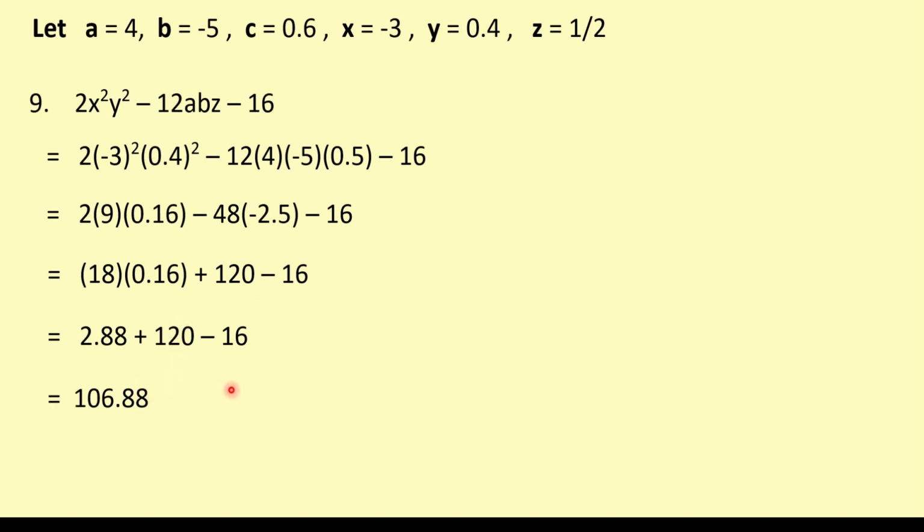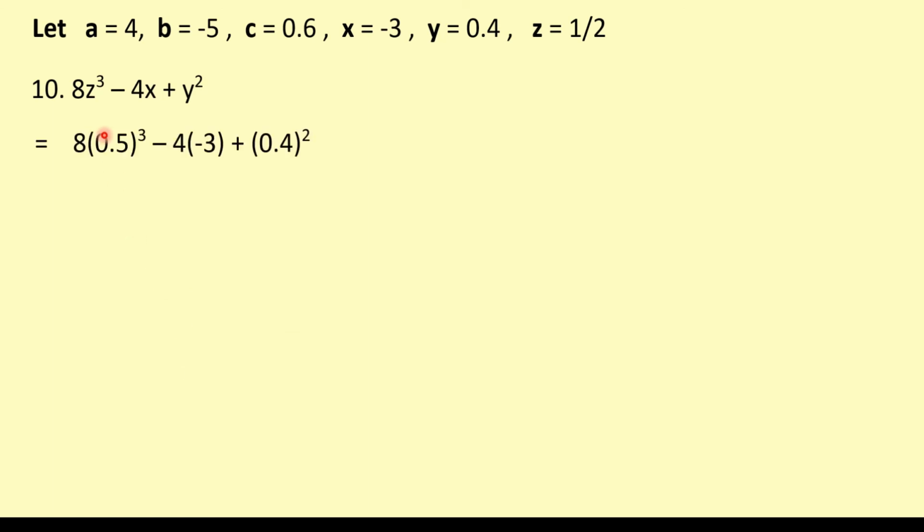And lastly, z natin is again 1 half or 0.5 to the power of 3 minus 4x. X is negative 3. Then y is 0.4 squared. And simplify. 0.5 cubed is 0.125. Then negative 4 times negative 3 is positive 12. 0.4 squared is 0.16. Then 8 times 0.125 is 1. 12 plus 0.16 is 12.16. Then add lang natin. The answer is 13.6.